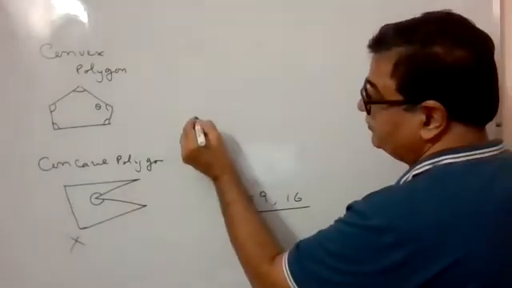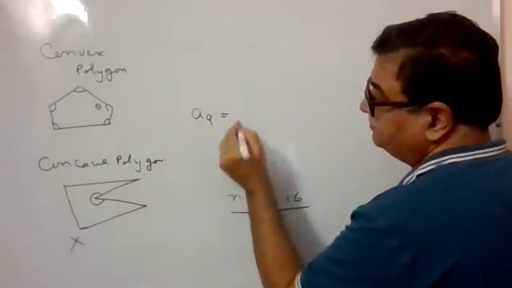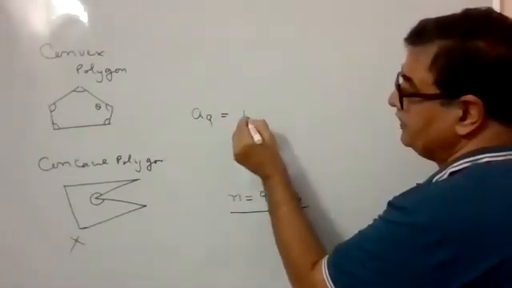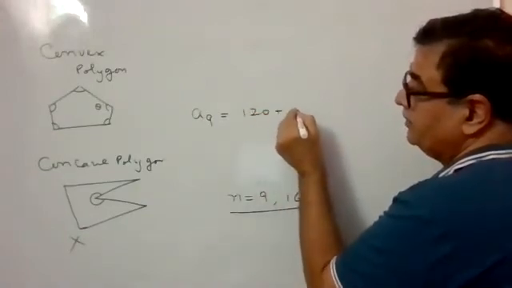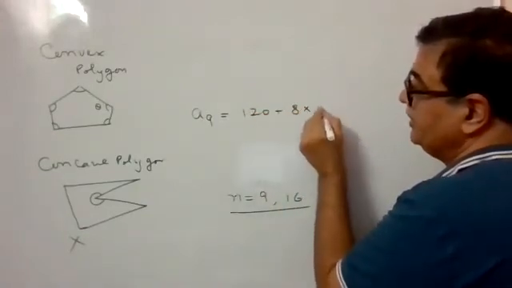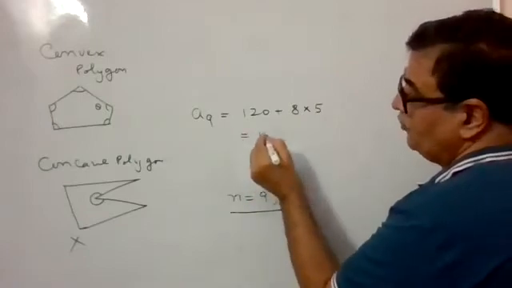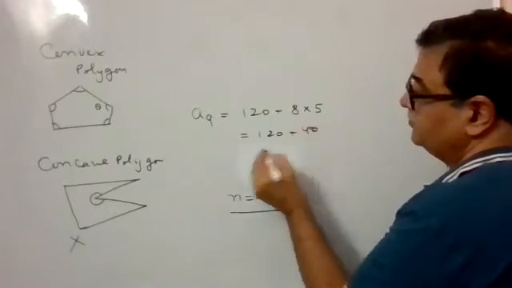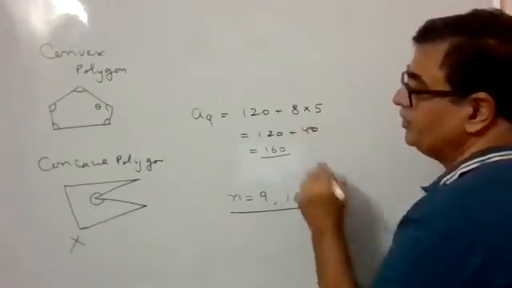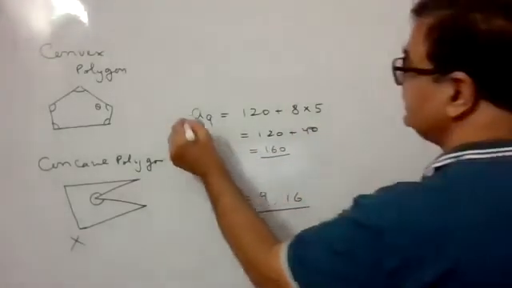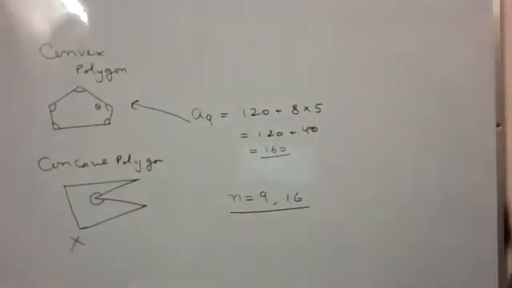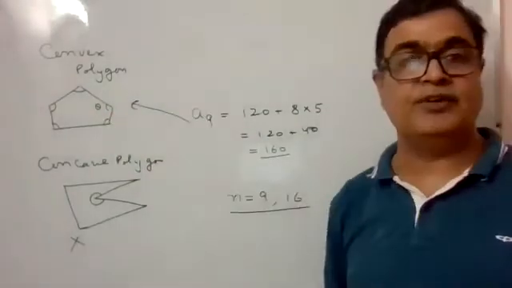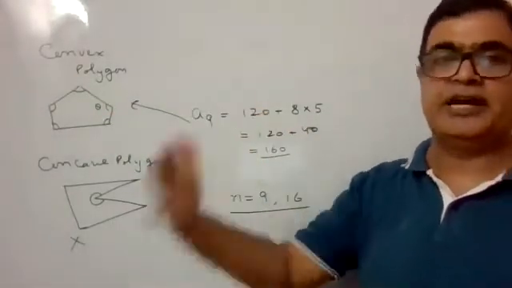Just check here. When you go for the 9th term, it will come a plus (n minus 1) into d. What was a? 120. Then it will be 8 into d. d was 5. Yes. So 120 plus 40, 160. 160 is the interior angle. That means yes, it is a convex polygon. The biggest angle of the polygon is 160. So that means it is a convex polygon. We will say yes, n can be 9.